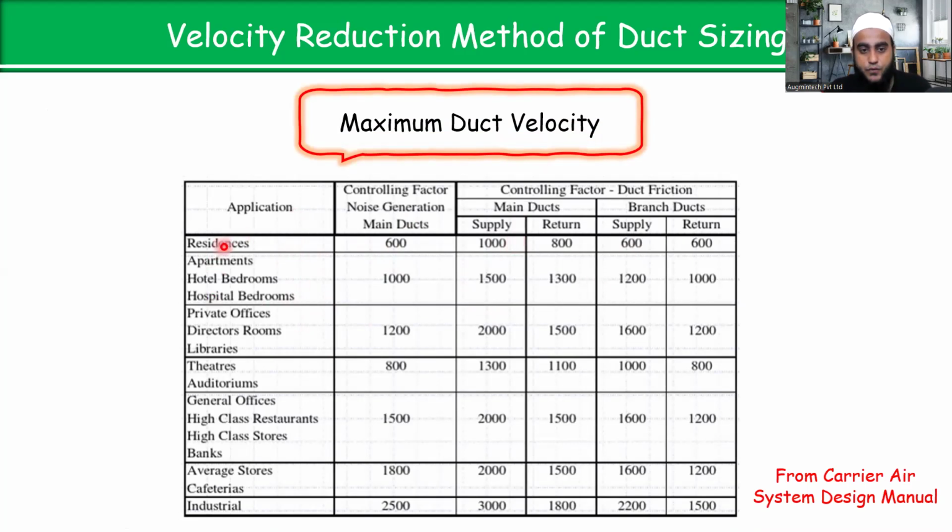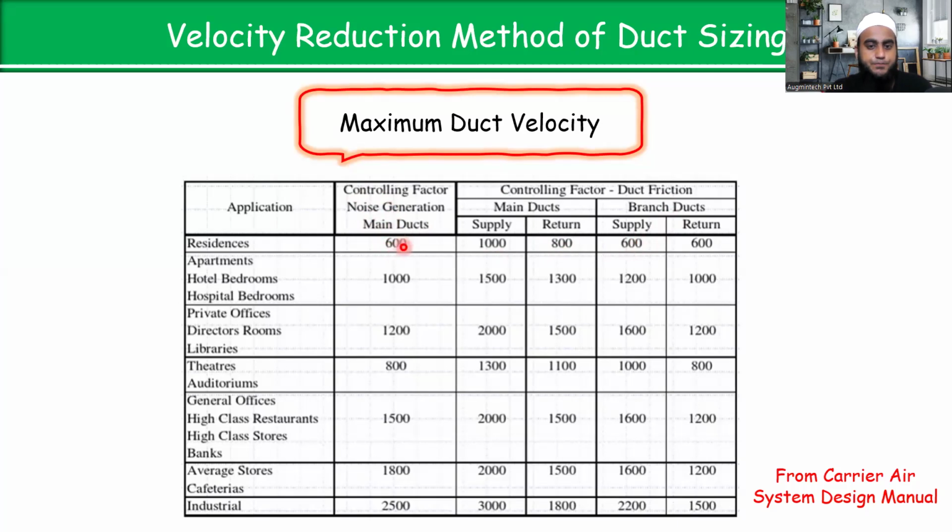Suppose, for residential application, in the main duct, for the supply duct, how much velocity does it show? Maximum you can maintain up to 1000 FPM velocity. In the return duct, 800 FPM. Same way for branch ducts, supply air ducts, velocity 600. For the return air duct also the same, 600. But here, in this column, controlling factor noise generation, the main duct is given 600.